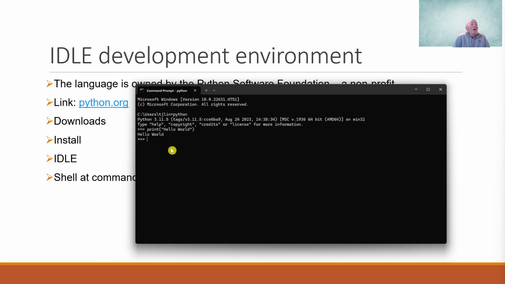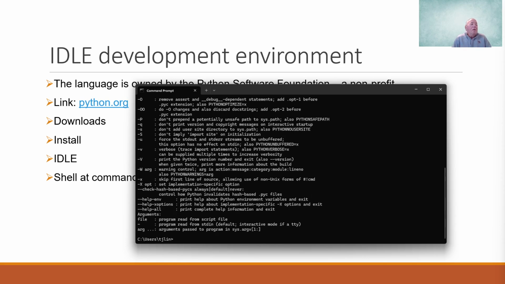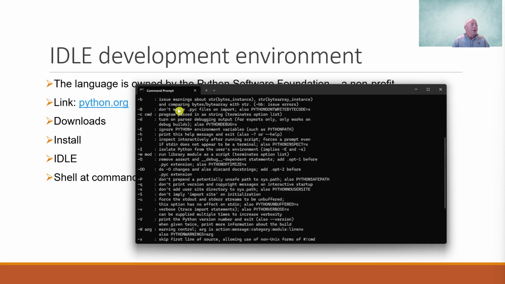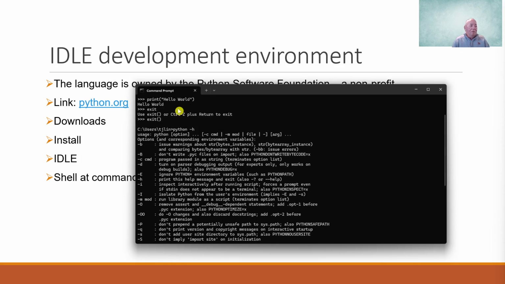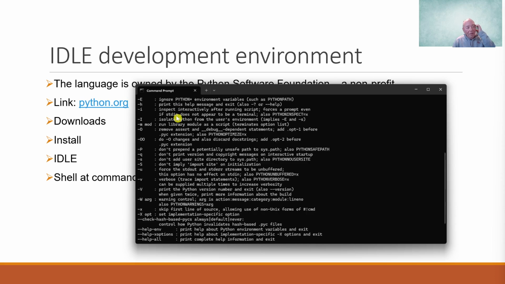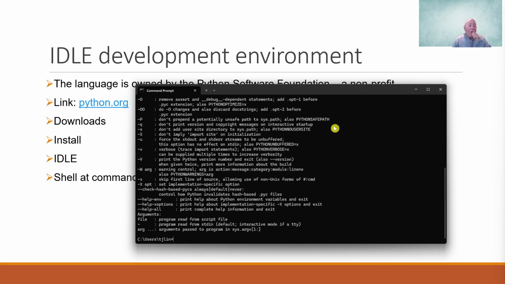What if I wanted to run a file? Well, there are command line arguments. Probably this, Python -h. There's command line arguments. So my guess is that somewhere in here there's a command line argument that says open a file and run it. Okay. So you could just simply use a shell.